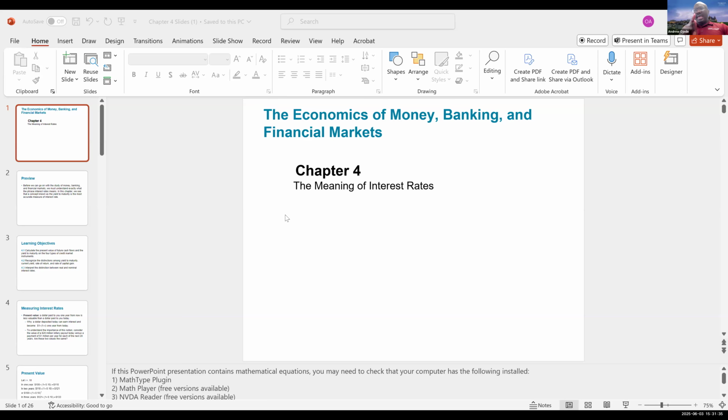Okay, so let me begin here. I'm going to share my screen on the new chapter that I'm going to be talking about today, which is chapter 4. So here's a chapter about the meaning of interest rates. I have also posted a handout. It's a mathematical handout that I prepared for you guys.